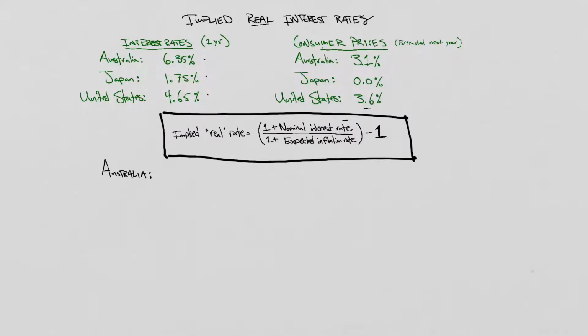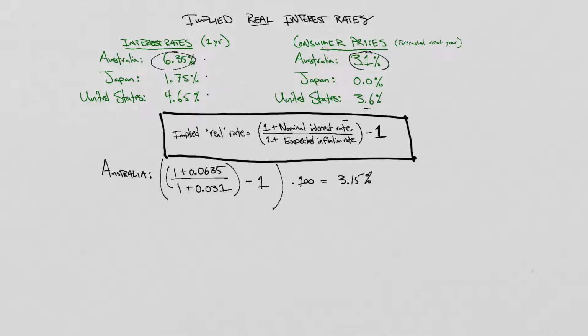So for example, if we were going to calculate the implied real interest rate for Australia, we would take 1 plus the interest rate for Australia and divide it by 1 plus the consumer price index for Australia. Subtract 1, multiply all that by 100, and the implied real rate for Australia is 3.15%. We can do this. It's fairly simple because these are both 1 year expectations. We don't even need to de-annualize or annualize. It's all kind of been done for us here.